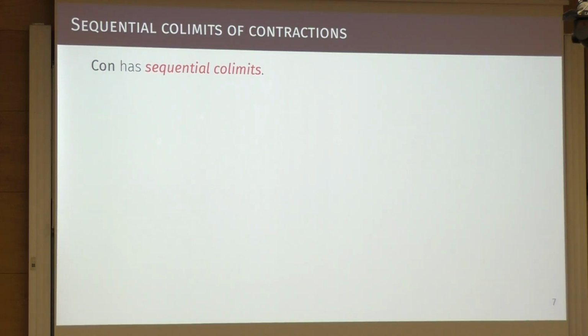Well, I'm going to focus first on the part of the axioms where the completeness is really coming from. And that's the directed colimits, but actually we really only need to consider the colimits of omega chains, which in this talk I'm going to call sequential colimits. So it turns out that Con has sequential colimits. So if I have a sequential diagram like so, then we have some colimit like this.